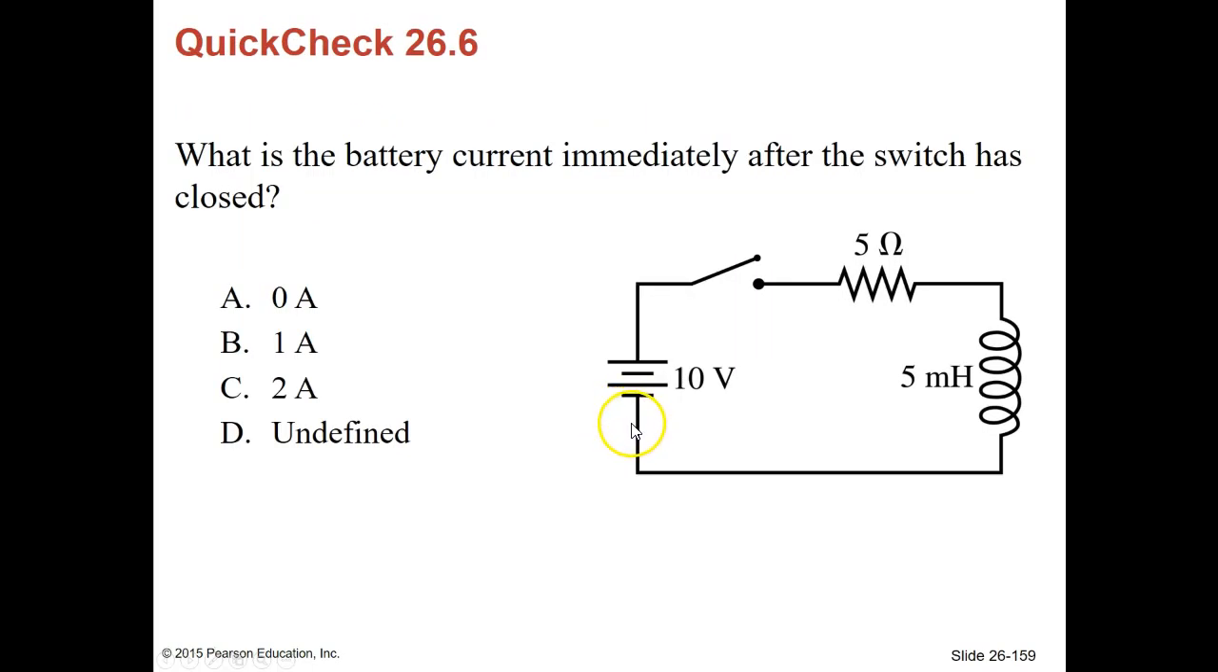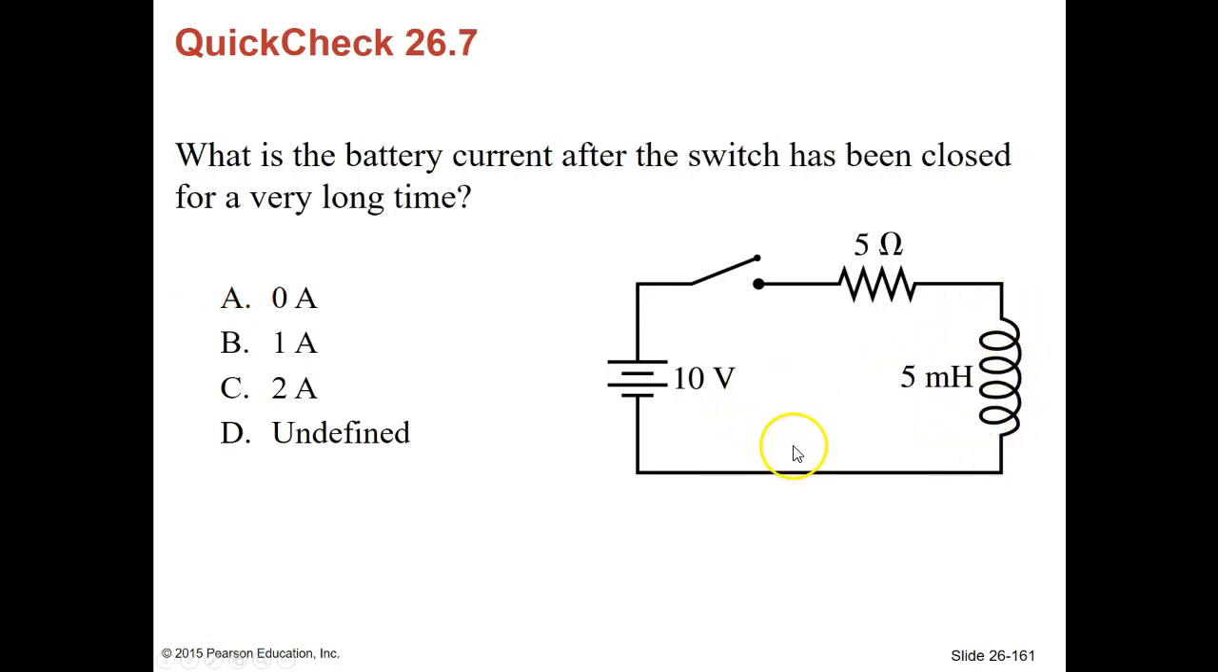They want to know, it says, what is the battery current immediately after the switch is closed? So if I have this circuit, it does have a resistor, it has a battery source, and it has an inductor. When I close it, it should be 0 amps. It's because I haven't generated any current once I plug it in, because I have to wait for this thing to start working.